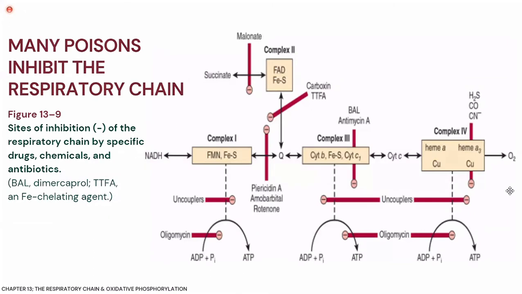All right. Many poisons inhibit the respiratory chain. And what are these poisons? Now here, this is succinate dehydrogenase, converting succinate to fumarate. And malonate competes for the catalytic site of succinate dehydrogenase because malonate looks like succinate.